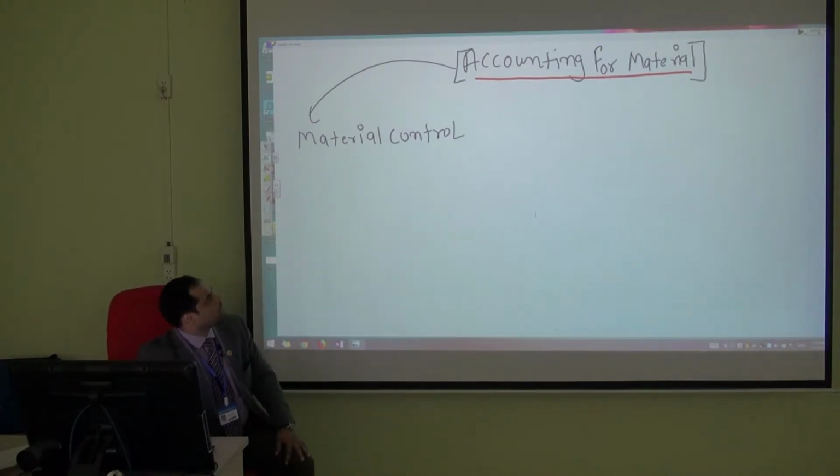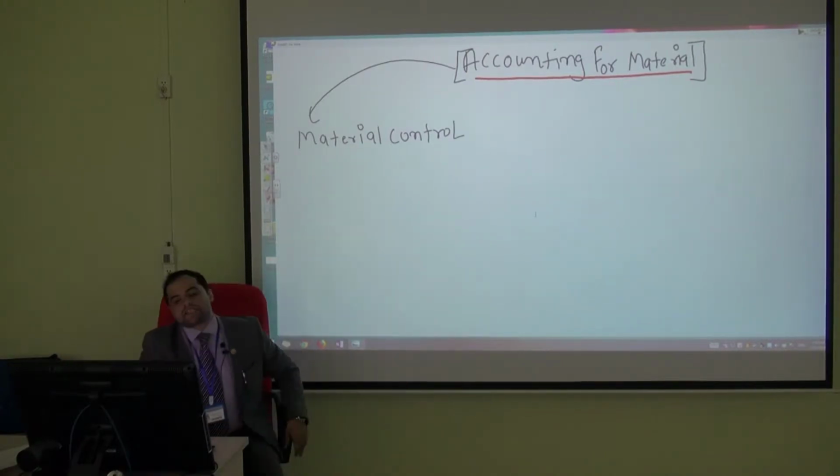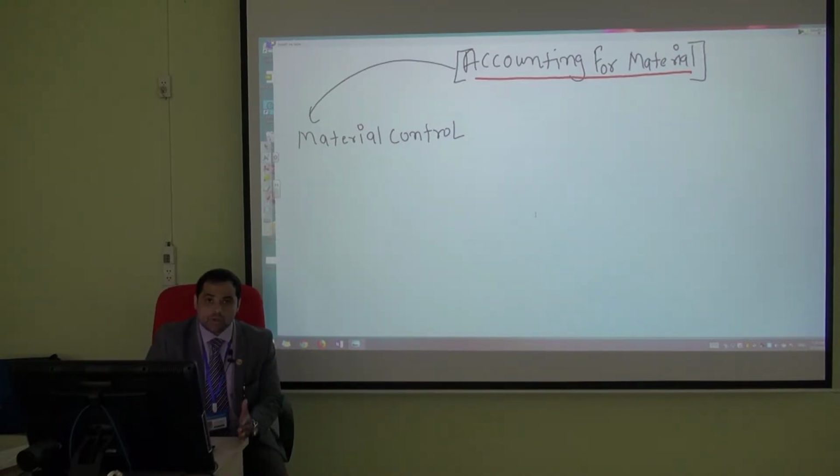Material control. What does it mean, material control? In simple language, how are we going to manage or take care of the raw material? That's called material control. So basically we have two kinds of aspects in relation to material control.